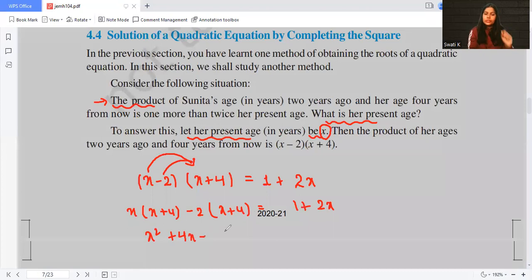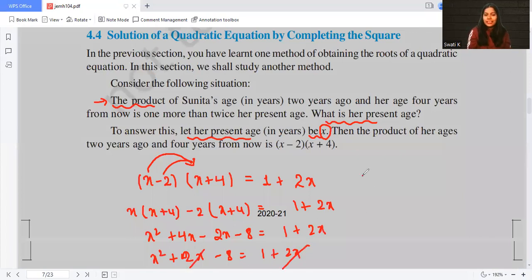And this will become minus 2 into x, 2x, and then minus 2 into 4 is 8, equals 1 plus 2x. Now we can write this as x squared, plus 4x minus 2x, that will become just 2x. So this is plus 2x minus 8 equals 1 plus 2x. Clearly this 2x and this 2x will get cancelled.